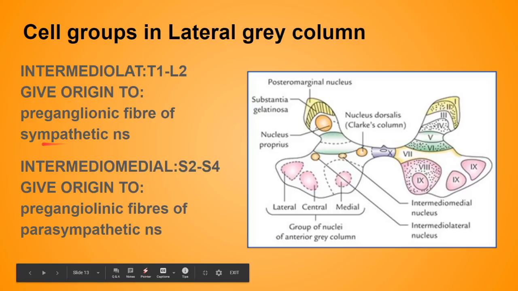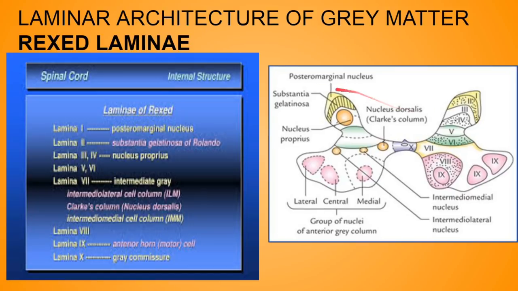So remember, sympathetic, thoracolumbar and parasympathetic sacral outflow. Now the laminar architecture of the gray matter, or the Rexed laminae. Now we have divided this horn, anterior, lateral and the posterior horn, into a further 10 laminae. Okay, now which are these 10 laminae? These are actually from 1 to 10.